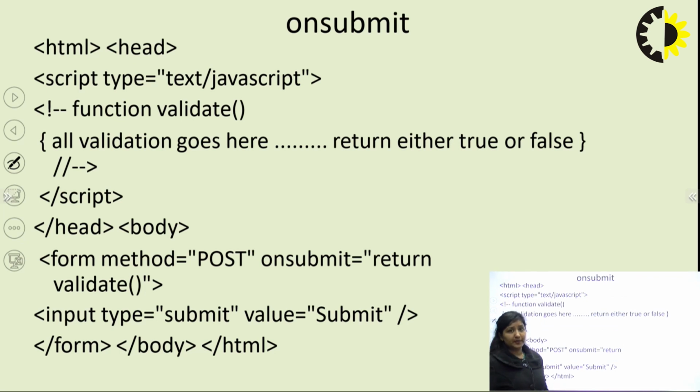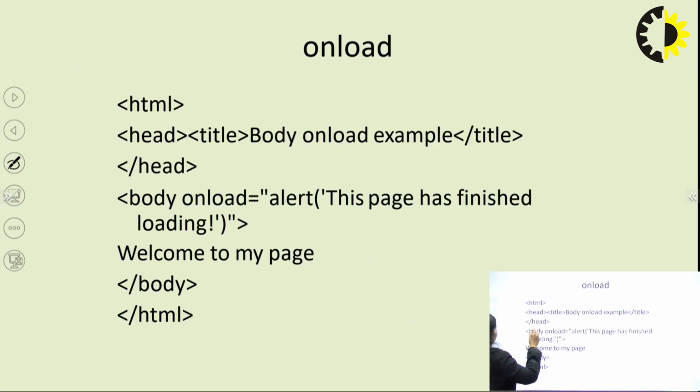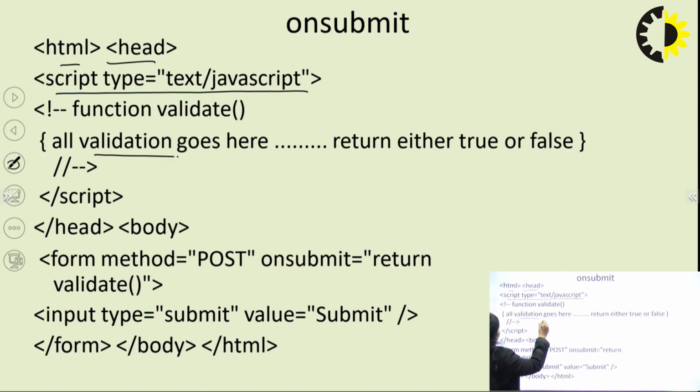Next is on submit. On submit is again an event. We can go either way: if I want to include a head, then it's well and good; if I do not want to include a head, then also it's okay. So the HTML head tag is there, and in the head tag the script tag will be there. Script type is equal to text/JavaScript, which we have discussed earlier as well. Here we have a form validation, all the validation goes there, and again the head tag will be closed and the body tag will be open.